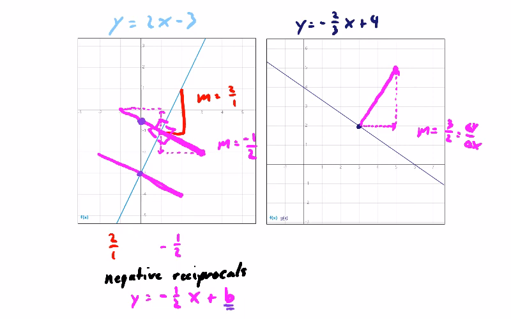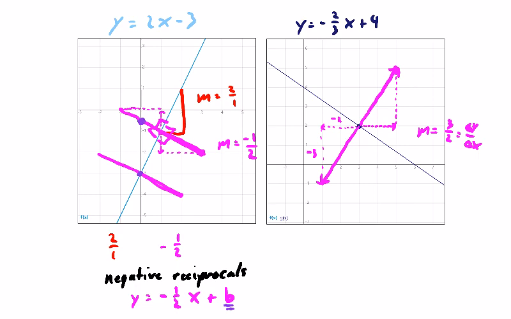And if we go in the opposite direction and go 2 to the left and 3 down, that's still a 2 to 3 ratio. It's a negative 2 to negative 3 ratio, which is the same. And I draw that line in. We have a nice perpendicular line.